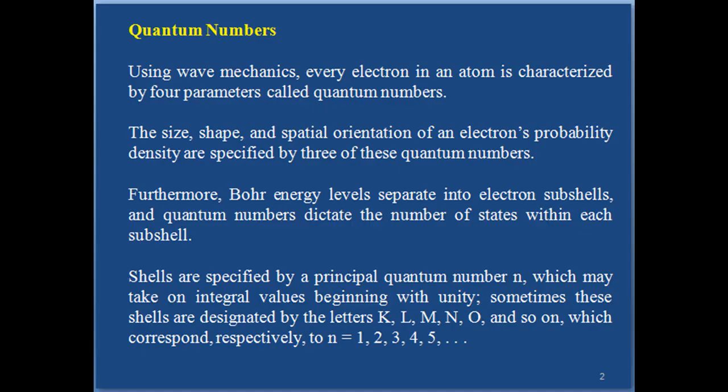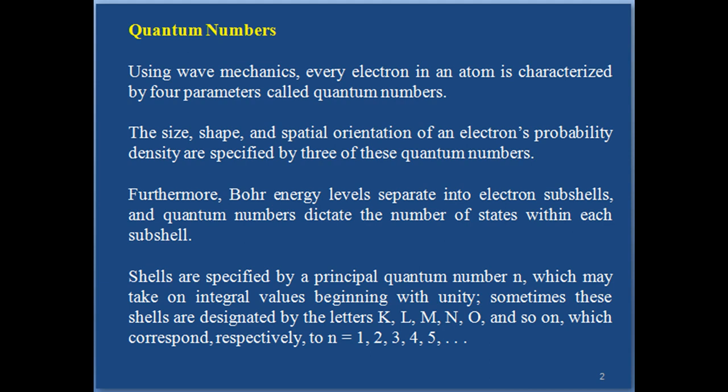We will start with our first point, that is quantum numbers. Using wave mechanics, every electron in an atom is characterized by four parameters called quantum numbers. The size, shape, and spatial orientation of an electron's probability density are specified by three of these quantum numbers. Furthermore, Bohr energy levels separate into electron subshells, and quantum numbers dictate the number of states within each subshell.